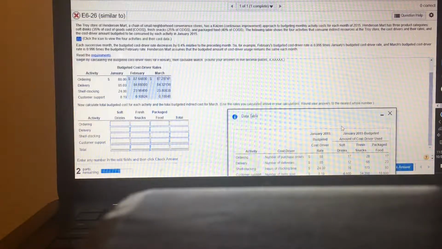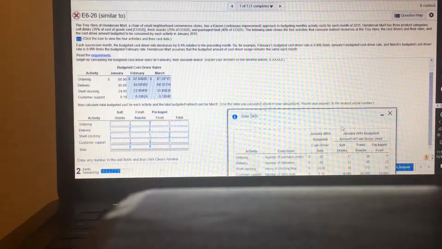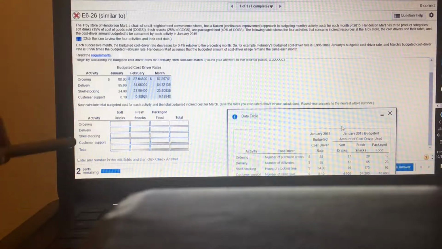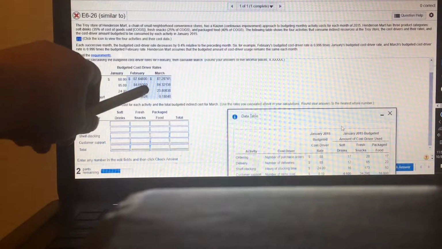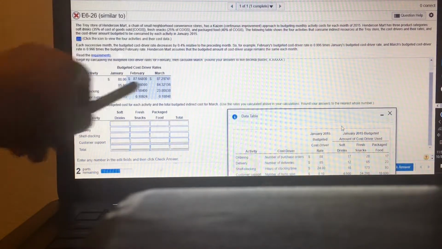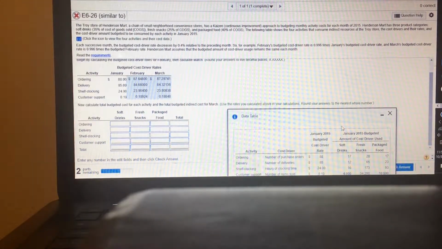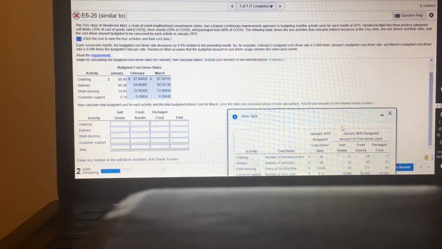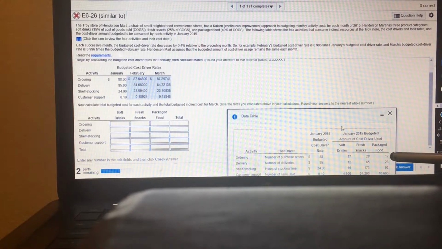Alright, so now we need to calculate the total budgeted costs for each activity and the total budgeted indirect costs for March. And we also need to round our answers to the nearest whole number. So what that means is, in order to find ordering soft drinks for March, we would have to use March's budgeted cost driver rate for ordering, and we're going to multiply that by the number of soft drinks. And we're going to be doing the same thing for fresh snacks and packaged food.